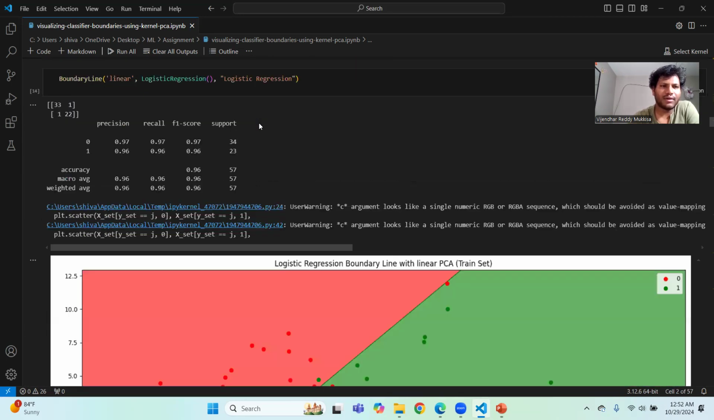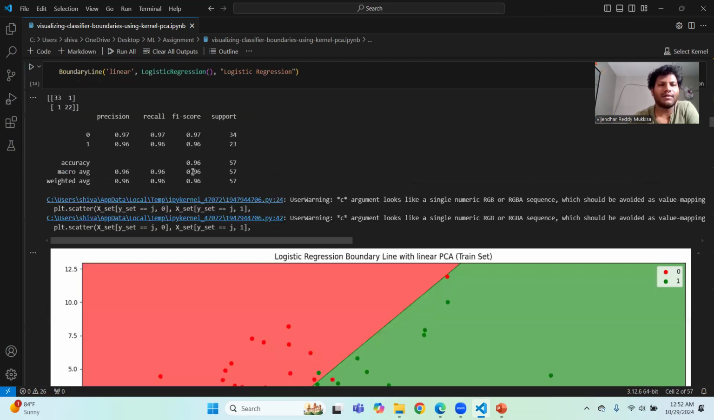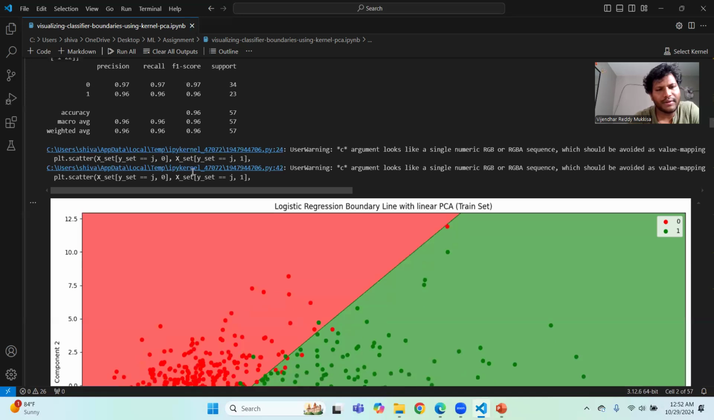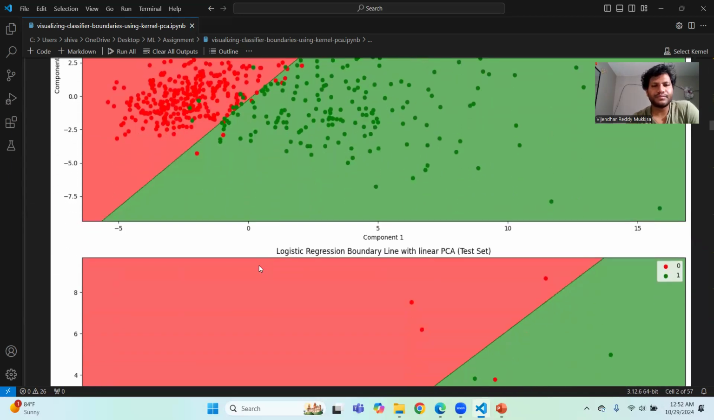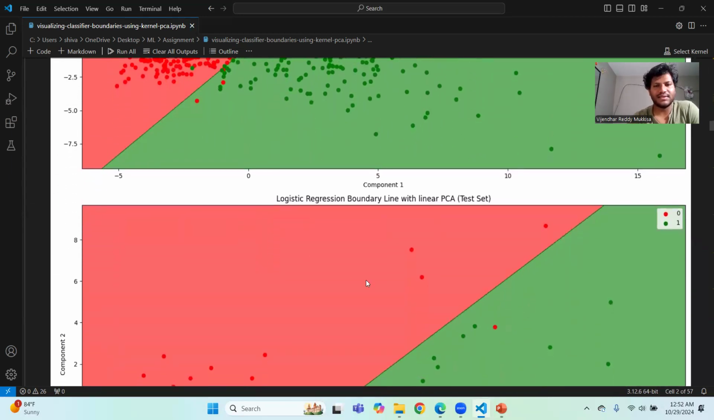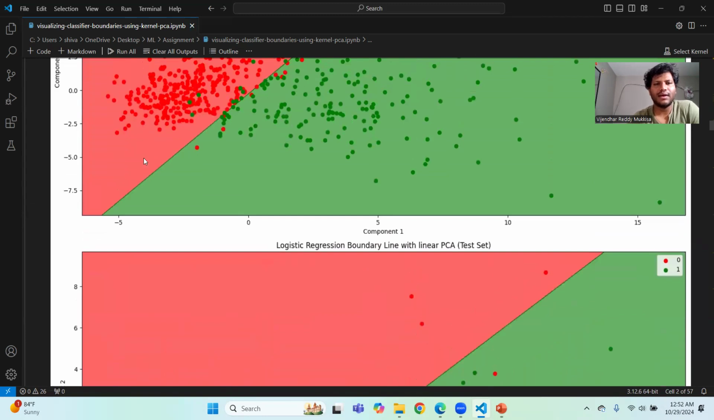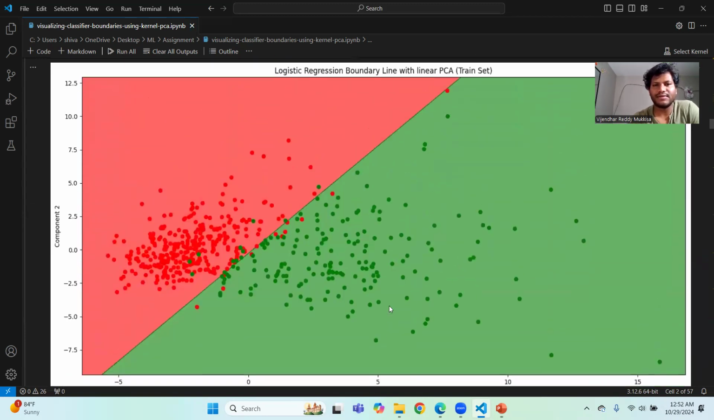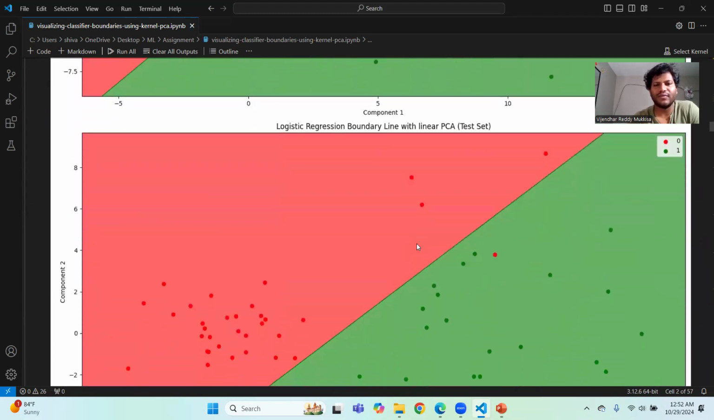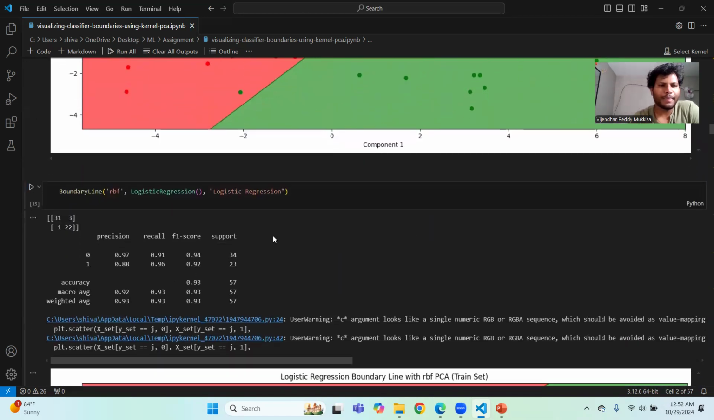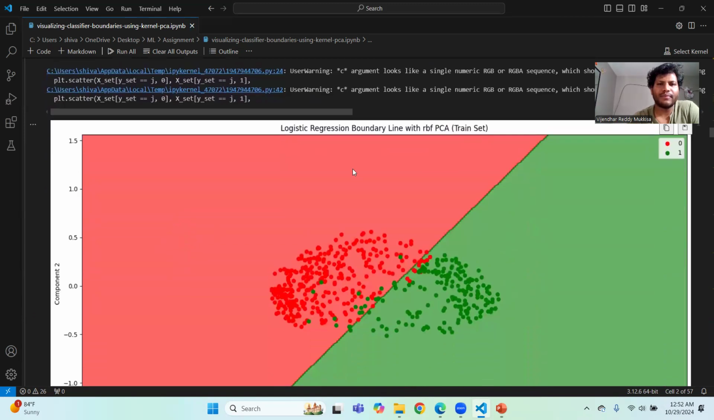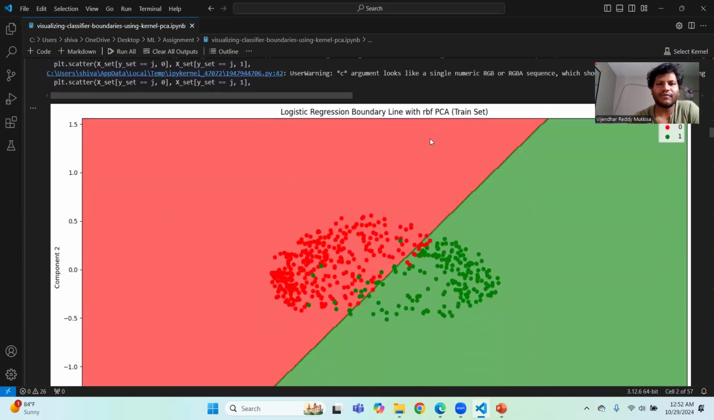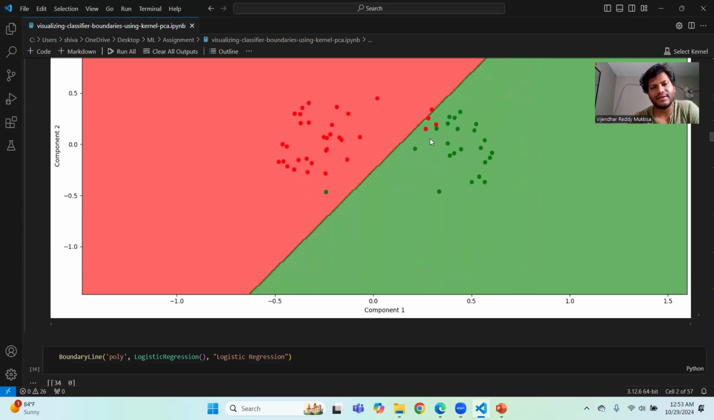Coming down, we have calculated precision, recall, F1 score and support, and this is the logistic regression boundary line with linear PCA, the train set and the test set. We can see the difference for zeros and ones and how the color varies, and this is the boundary line we are calculating here. This is the boundary line with RBF PCA, for train and for test.